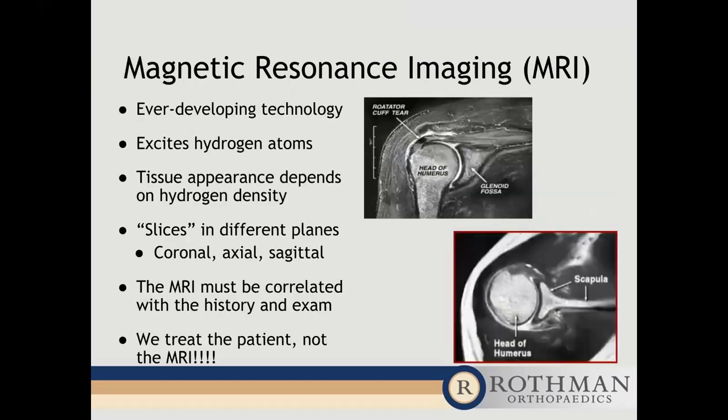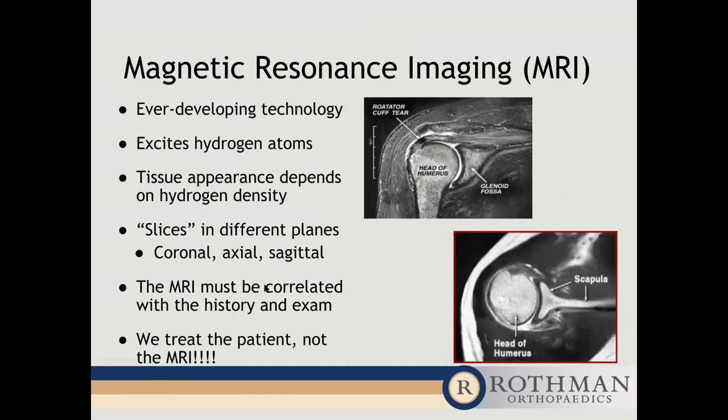Let's talk about MRI, or magnetic resonance imaging. It's a rapidly developing field. Every year the imaging gets better. Essentially what it does, it takes a big magnet and it excites the hydrogen atoms in your body. And then depending on how those hydrogen atoms are oriented and how much of them there are, the tissue has different density on the MRI. And we can slice the patient in different directions. Here's a coronal or front view, like a crown. This is an axial view, or looking straight down from above. And so we have different axes of cuts so we can see different structures.